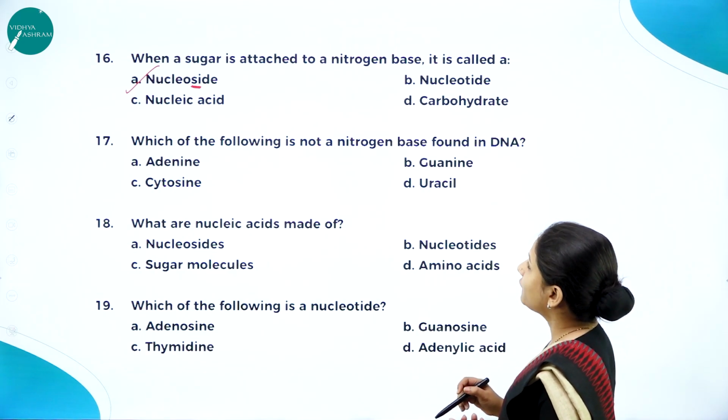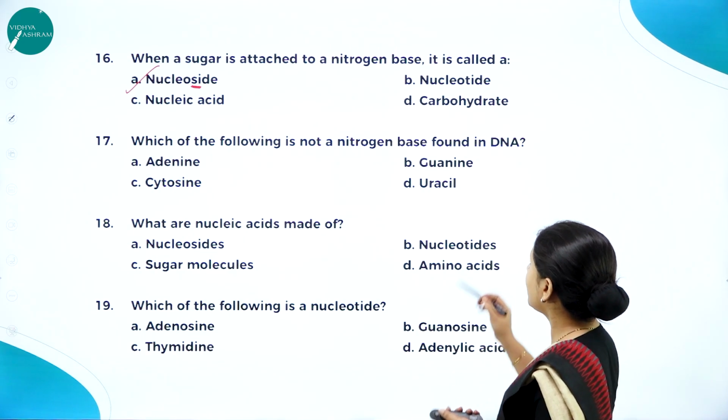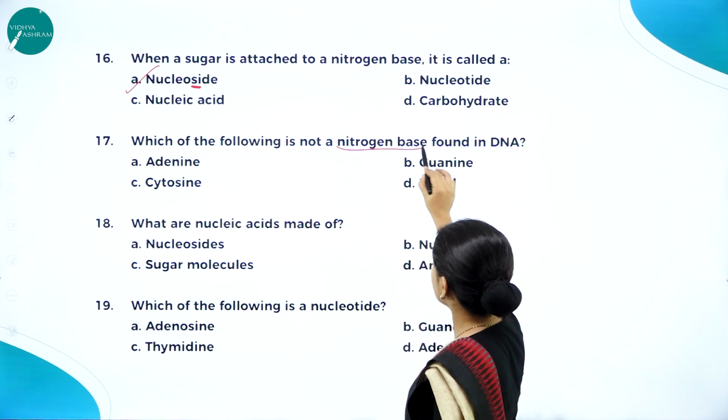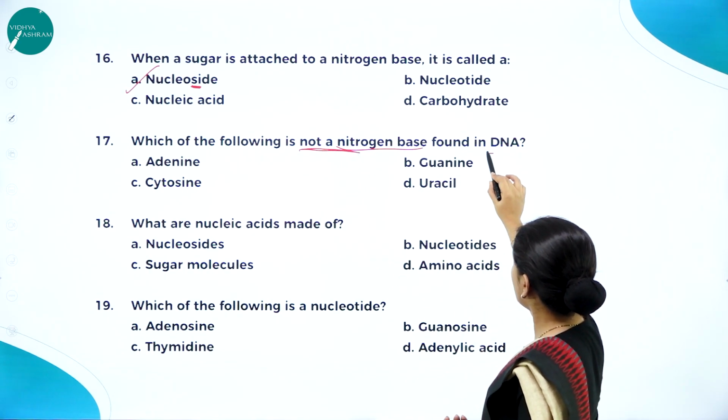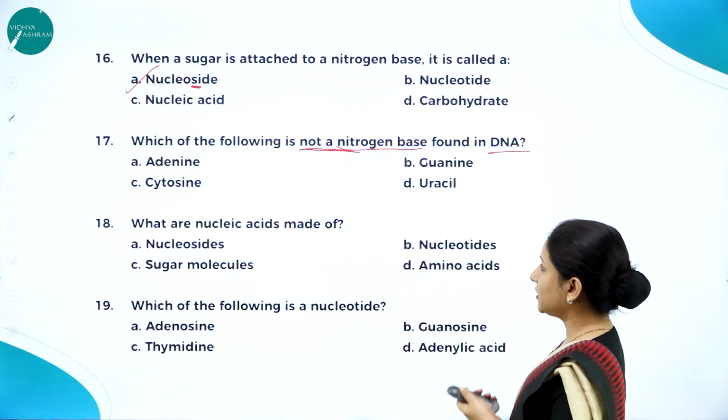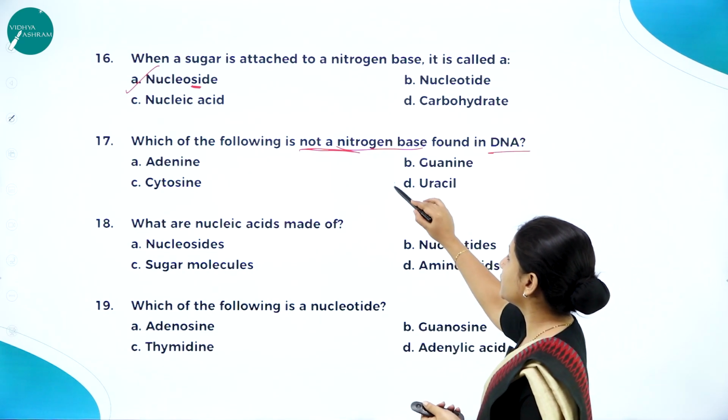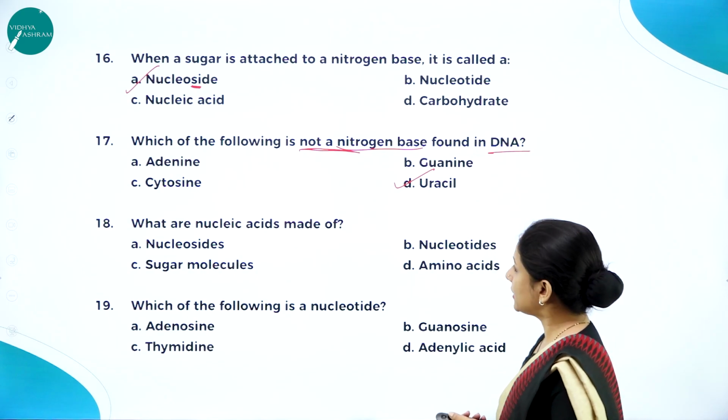Next question. Which of the following is not a nitrogen base found in DNA? To concentrate on this: not a nitrogen base found where? In DNA. Is it adenine, cytosine, guanine, uracil? It is uracil, because we find uracil only in RNA.